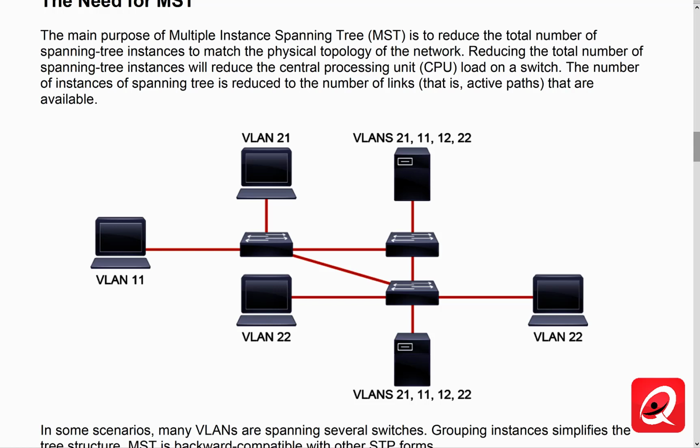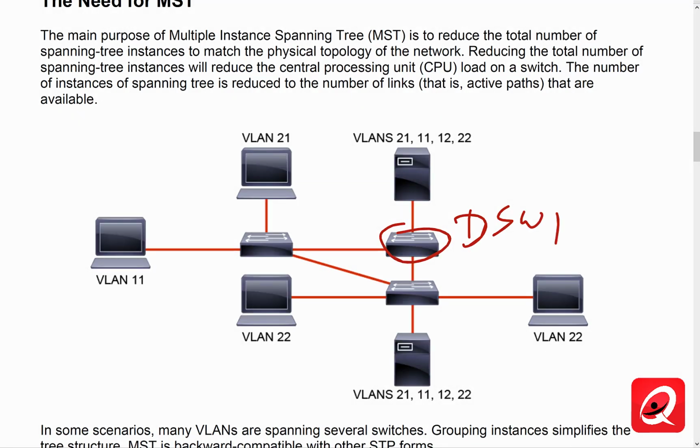That means that we have 5 sets of BPDUs that are generated every 2 seconds on all of the interfaces, our trunk interfaces, and so on. But the reality is that even though we have 5 instances of spanning tree running, we really should only have 2 different topologies. Let's say that this is DSW1 and this is DSW2. Those would be essentially the roots for those particular VLANs.